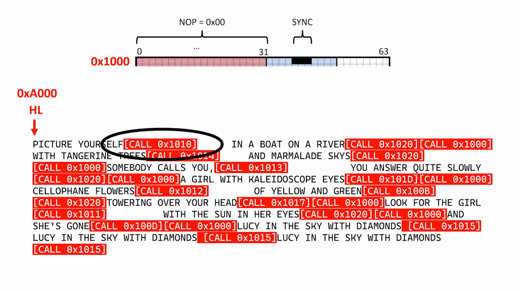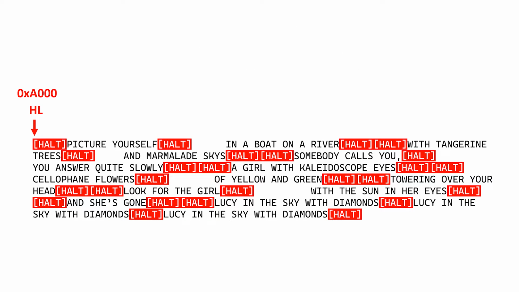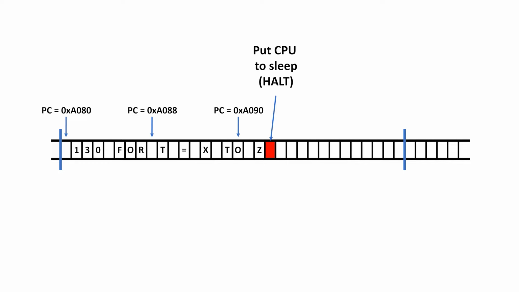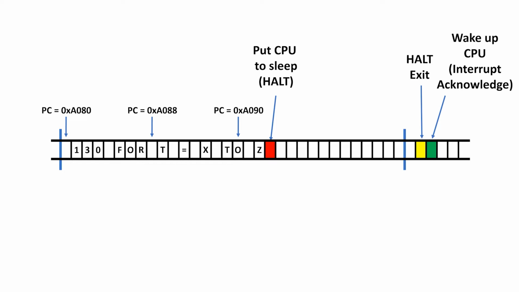Admittedly, using the call instruction requires 3 bytes per line, while HALT requires 1. This means the call methodology uses 50 more bytes of our precious 1K of static RAM compared to HALT. So, now using a display file, when we hit the last character in a row, we issue the HALT instruction. This puts the CPU to sleep. But at some point down the track, we want to interrupt the CPU, exit HALT, and wake up our CPU to start executing code again.